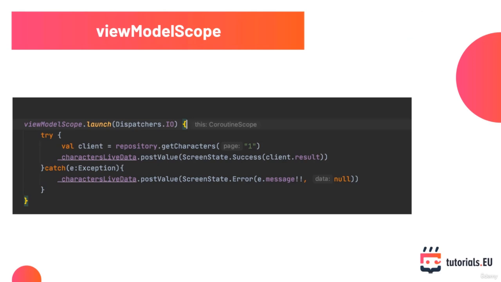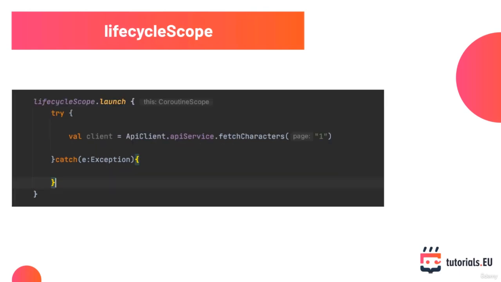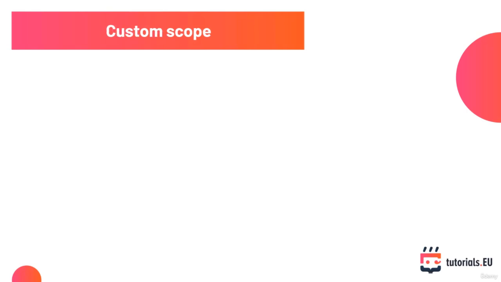So let's look at the view model scope. It can be used to launch a coroutine in a view model class. It will automatically be cancelled once this view model is cleared. And then you have the lifecycle scope, which is used to launch coroutines in the activity or the fragment, and is cancelled automatically when they are destroyed. So when the lifecycle is destroyed, which is good because then you are not running into memory leaks.